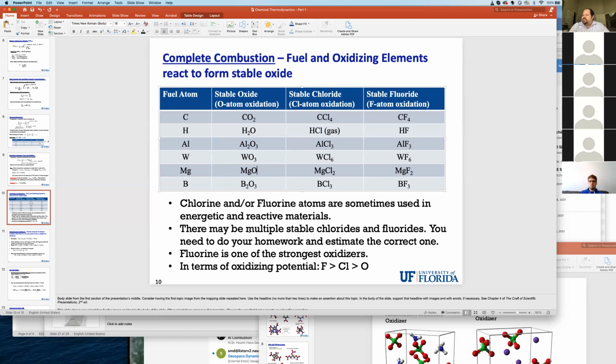And also, in terms of oxidizing potential, fluorine is by far the strongest oxidizer, chlorine is second, and oxygen is third. Fluorine is so darn reactive. If you mix fluorine with a stable metal oxide like Al2O3, which is actually just a different crystalline structure of sapphire, the fluorine is so reactive it will rip off the oxygen from the aluminum and form aluminum trifluoride. So it's extremely reactive, which is why it's useful as a compound in energetic materials.